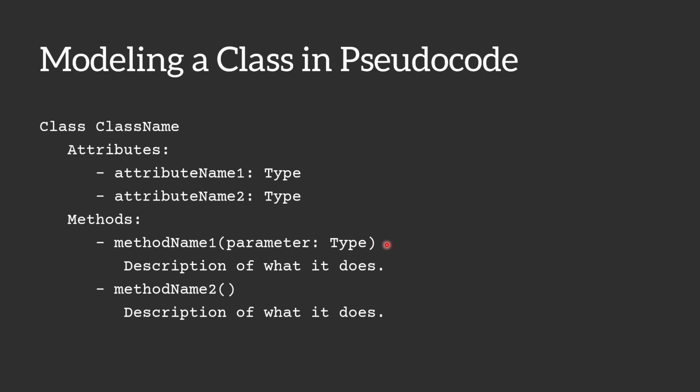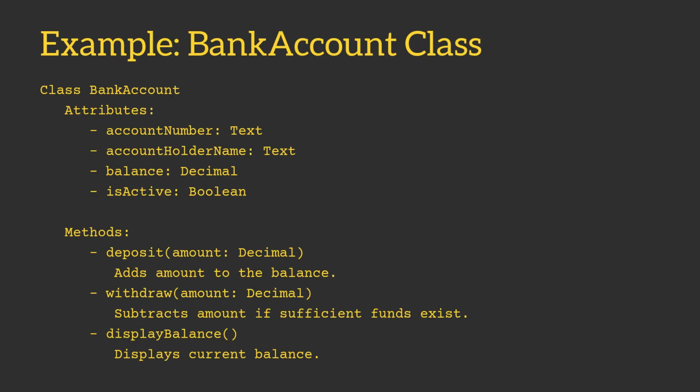So let's do an example of this. Let me show you an example. Imagine that we're designing a simple bank account class. The first step, like what we've talked about, is to list out the different attributes. This is data about the bank account. So that would be things like account number, account holder name, the balance, and whether the account is active, is active.